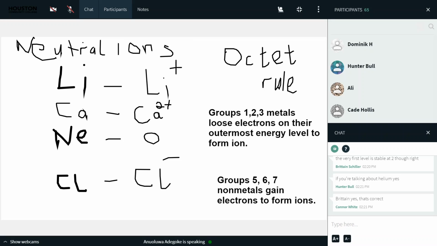So whenever you are working with any of these elements, you don't need to memorize anything. You just need to have your periodic table in front of you. Groups 5, 6, 7 will gain electrons to form ions. Let me give more examples.